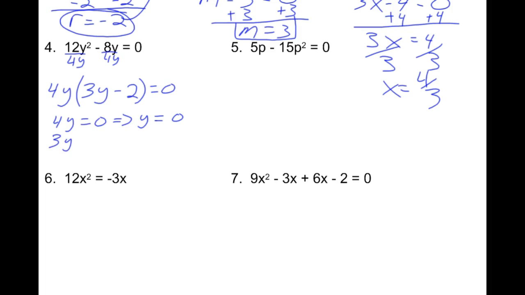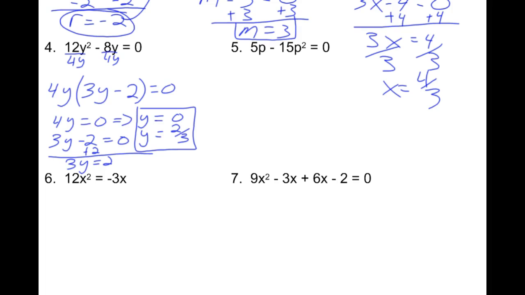Or we have the 3y minus 2 equals 0. I would then add 2, and 3y equals 2, and then divide by 3, so I have y is equal to 2/3. So I have 0 or 2/3. If y was 0 or if y was 2/3. You try number 5.